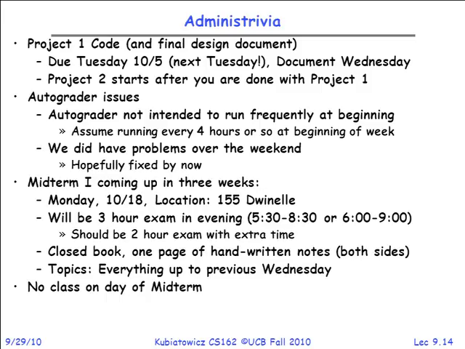Are there going to be 2 midterms for this class? I still don't know yet. Do people want 2 midterms or 1 midterm? How many people would like 2 midterms? How many people would like 1 midterm? How many people don't know? How many people are in the 4th category?